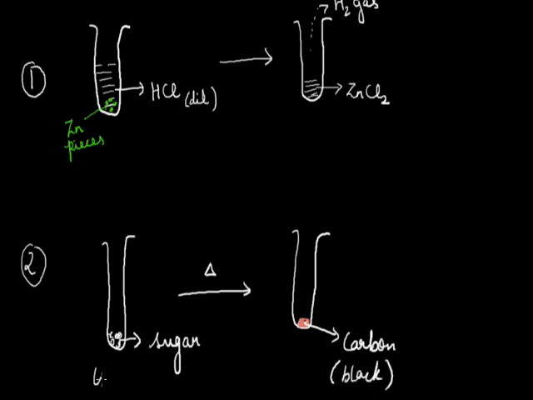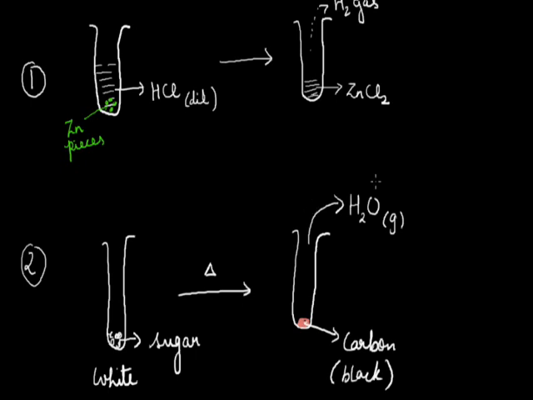Here the sugar, originally, was white. On heating it changed into a black colored substance. And here there was liberation of H2O gas, that is water vapor or steam. In the form of steam, this H2O has been removed.